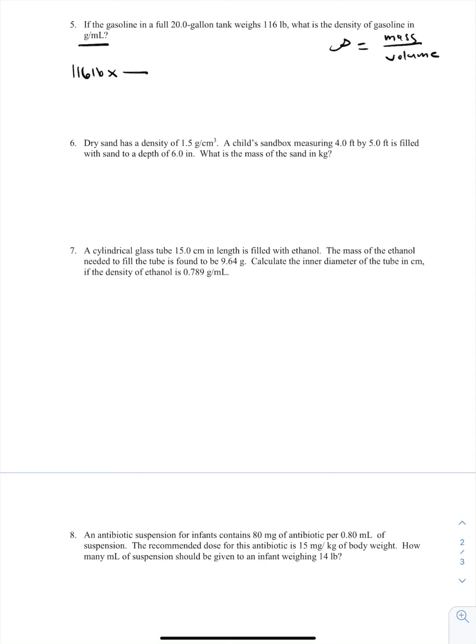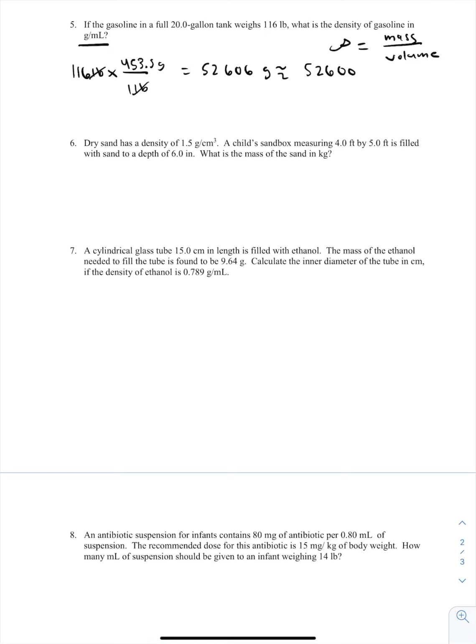It turns out that there's 453.5 grams in 1 pound. Okay? And by doing this operation, I get 52,606 grams. That's how many grams I have. It's 3 sig figs, so approximately 52,600 grams, if we're keeping the sig figs consistent.